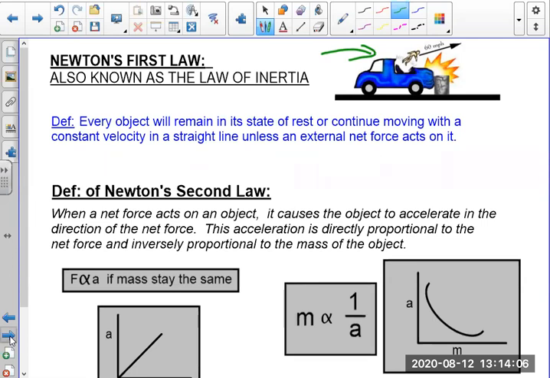Or I'm riding in a bus and the bus is pulling away. What is happening to your body? You fall backwards. That is because of inertia. Why? Because the body wants to keep standing still while the bus is going forward. So Newton's first law is also known as the law of inertia. Remember that. Okay, so that's Newton's first law.